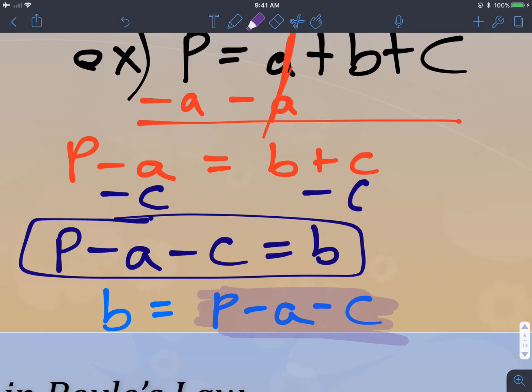Which, by the way, my example on the board, it still works, right? Because you're just doing 10 minus 2 minus 7 equals B. Well, you know, math's kind of crazy. I just didn't do the subtraction.